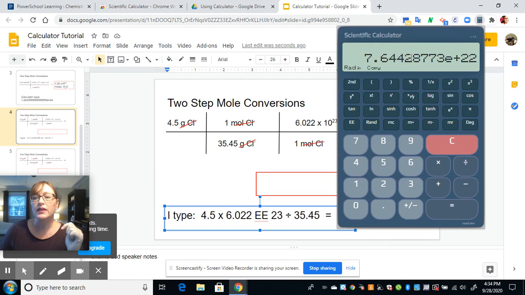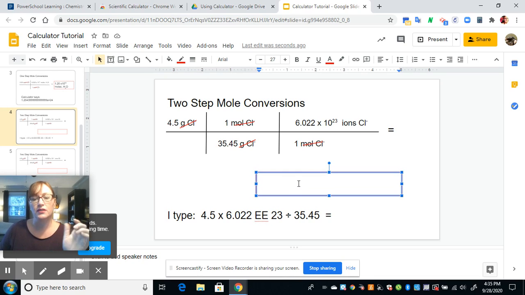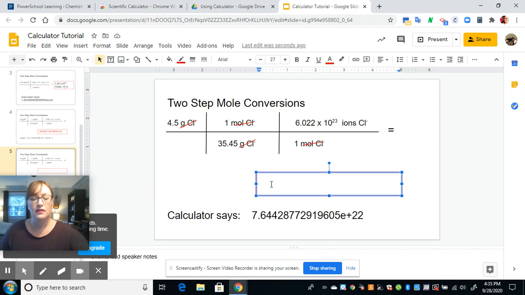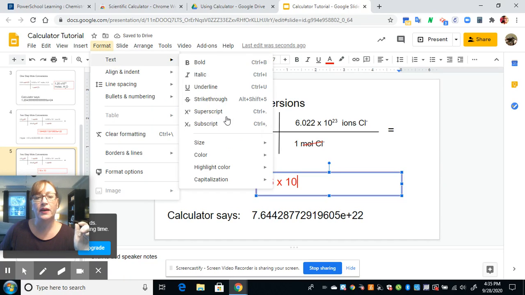And if you double click on their answer, it will copy it into your clipboard. And so, you know, if I didn't have to round this and everything, I could just paste that right in. Control V will paste. Now we do have to round this, of course. So since my original number had 2 digits, I'm going to keep the 7.6. And it is giving me an exponent with a 22 power, so times 10. And then I have to put in my superscript from my 22 power.